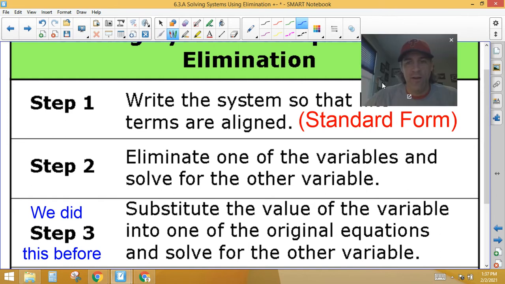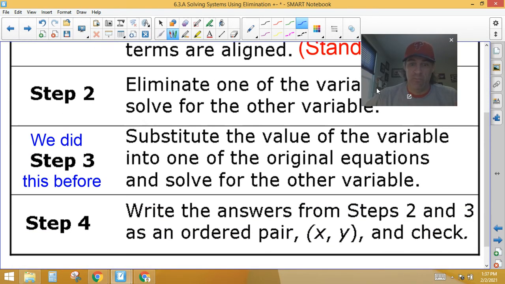Then you have your two ordered pairs. I know it sounds short, sweet, to the point. That's pretty much what it is. The last step is write it as an ordered pair and check.